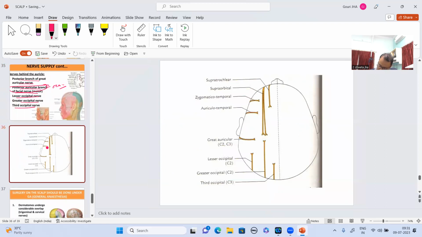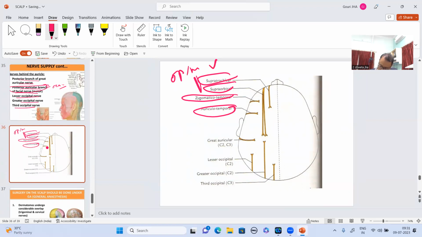See, the supratrochlear nerve, this is the supraorbital nerve, and the zygomaticotemporal nerve; we have got the auriculotemporal nerve. These two are the branches of the ophthalmic nerve. This is a branch of the maxillary. This is a branch of the mandibular.